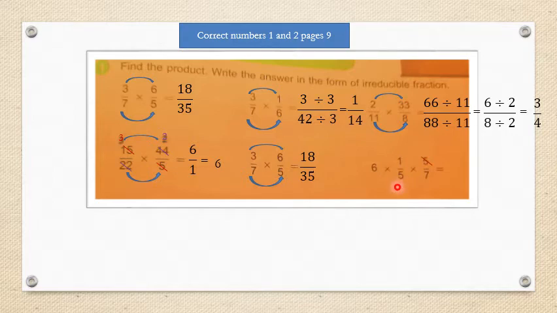So for simplicity, let's simplify before multiplying. Cross out 5 here from the numerator and the denominator. What do we still have? 6 times 1, which is 6. And in the denominator, I have 1 times 7, which is 7. Okay, you can do it the way that is easier for you. But simplifying first makes the numbers easier to multiply.